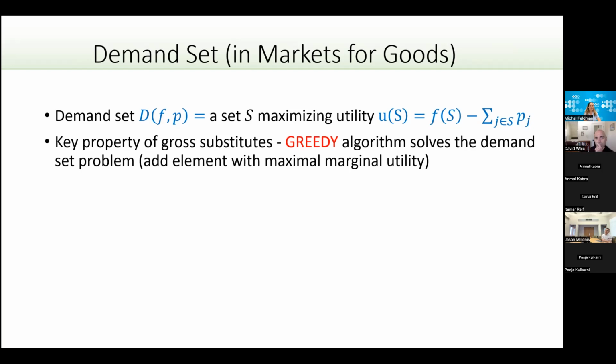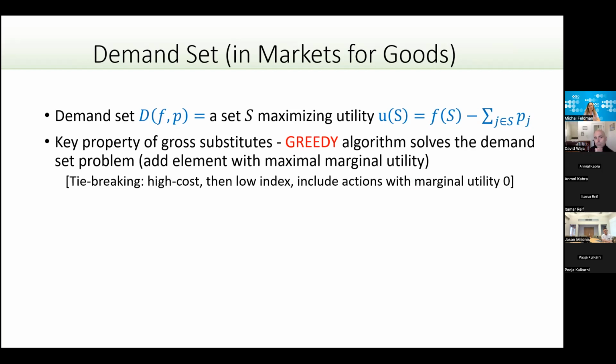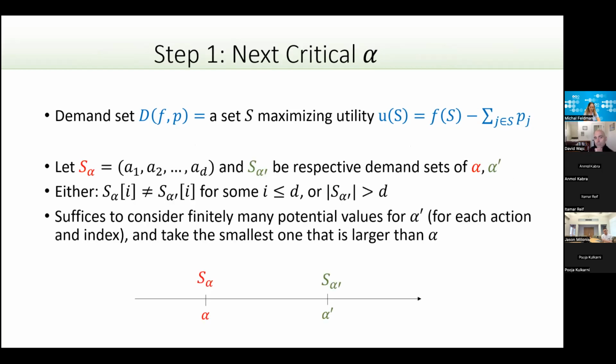For more general functions, like submodular functions, solving a demand set is already NP-hard. So this is really a nice thing about gross substitutes functions. Let's forget about tie breaking for now because I'm almost running out of time. Okay, good. So with this in mind, I told you about the next critical alpha.